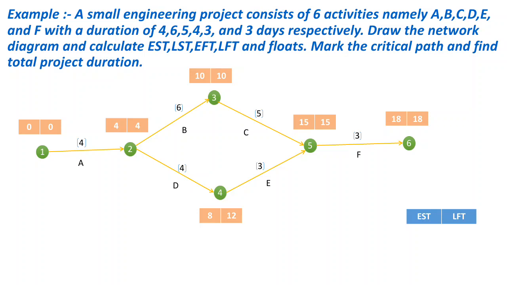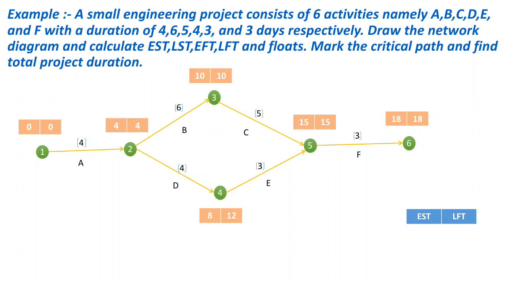Now we have to calculate LFT. So LFT is calculated first of all for the last event. So for event 6, LFT is equal to EST, so 18. Now for event 5, LFT equals LFT of event 6 minus duration of activity F. So here 18 minus 3 equal to 15. For event 3, we have 15 minus 5 equal to 10. For event 4, we have 15 minus 3 equal to 12.